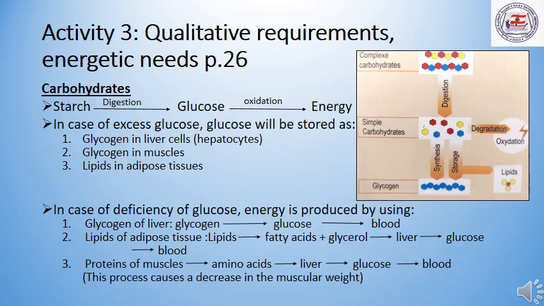The third and last way to obtain glucose is from proteins of muscles, by which these proteins decompose into amino acids, which also go to the liver, and in the liver a transformation process occurs from amino acids to glucose, which is therefore released into the blood. This process causes a decrease in the muscular weight of the organism.